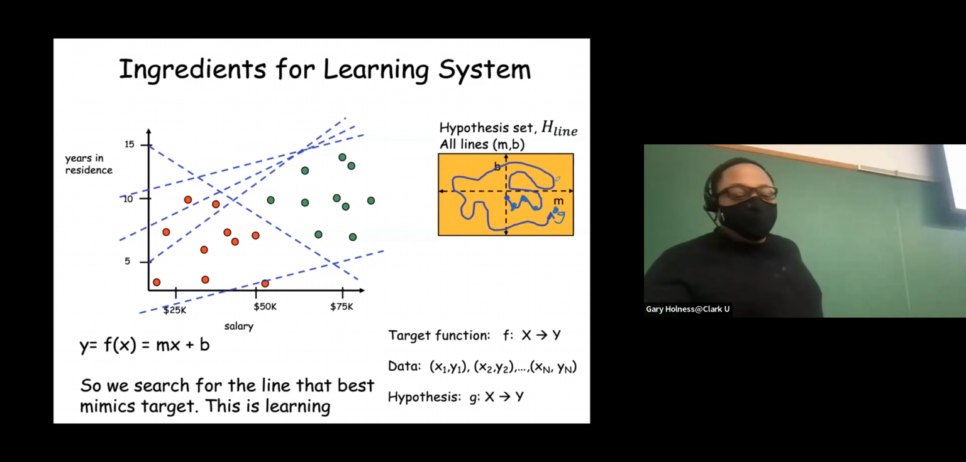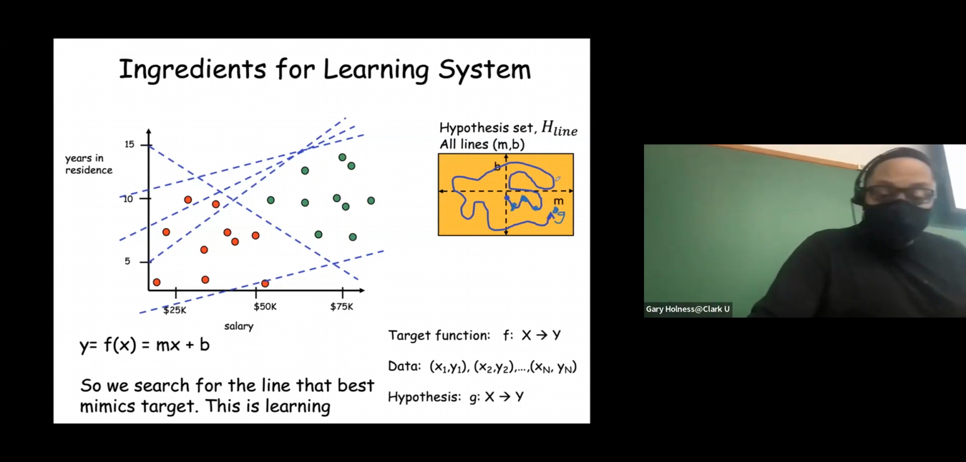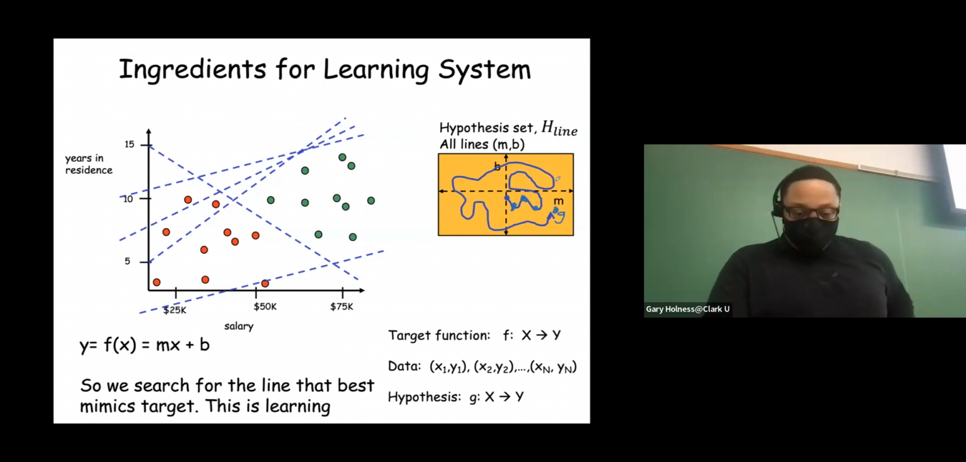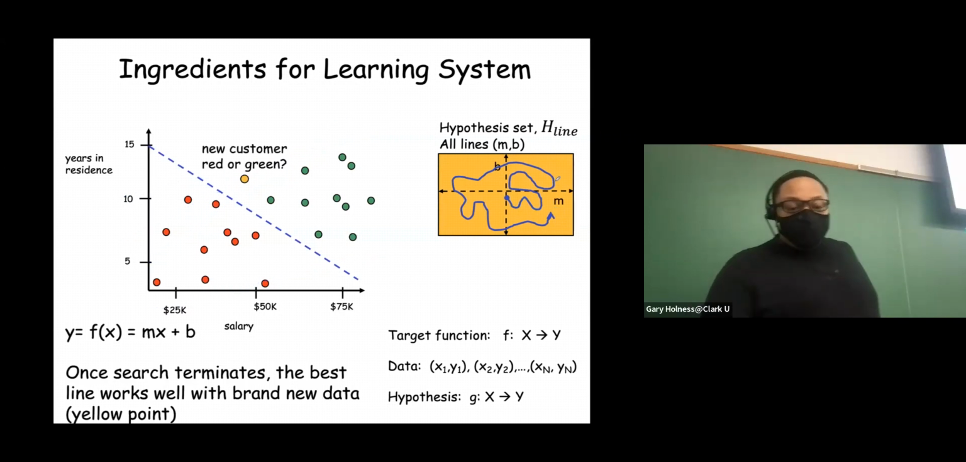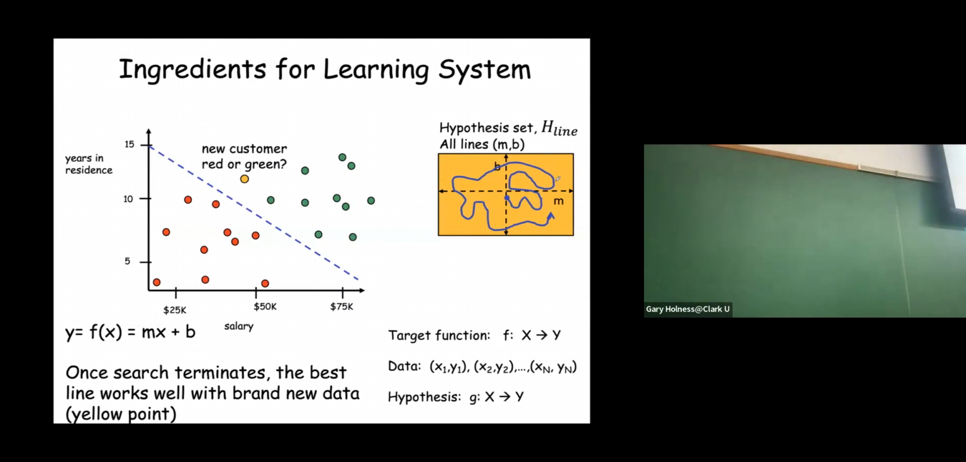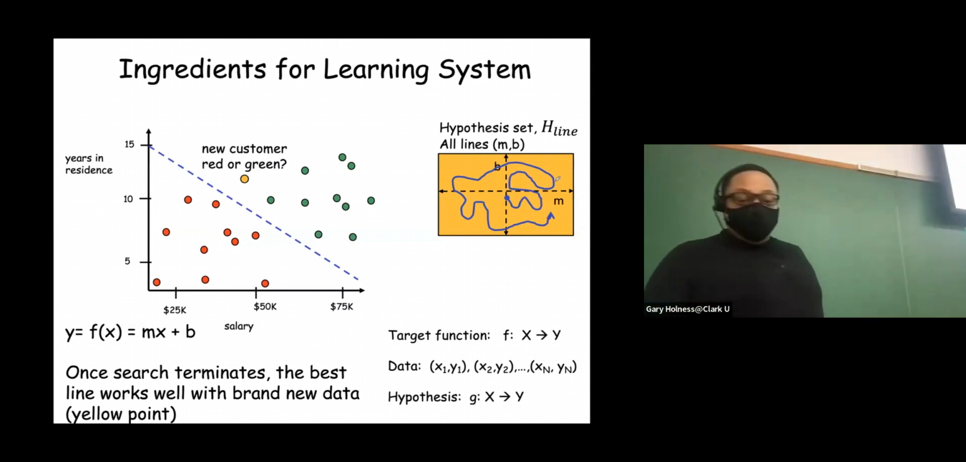And so your learning algorithm then searches within your family for that working hypothesis that most closely coincides with the labeling action of the unknown target function. Okay, and this is what learning is. Okay. And so once the search terminates, we hope that the line will work well with new data points. And that's called out of sample error or generalization. We want to find functions that generalize well out of sample.